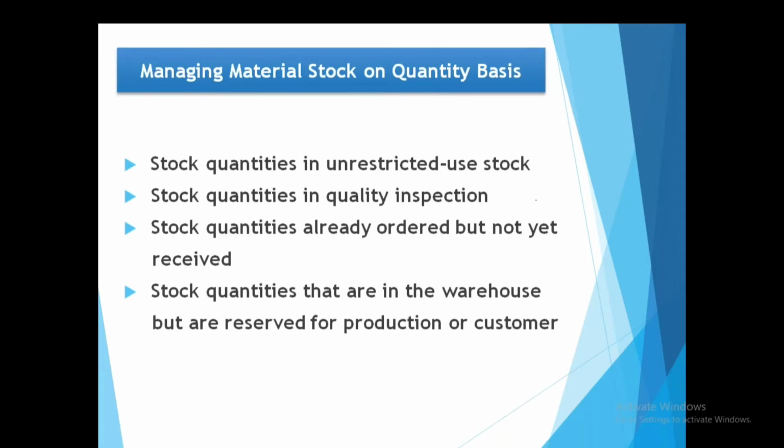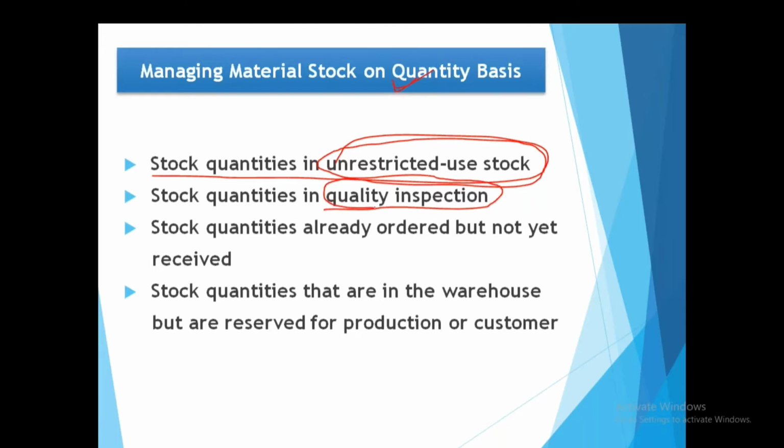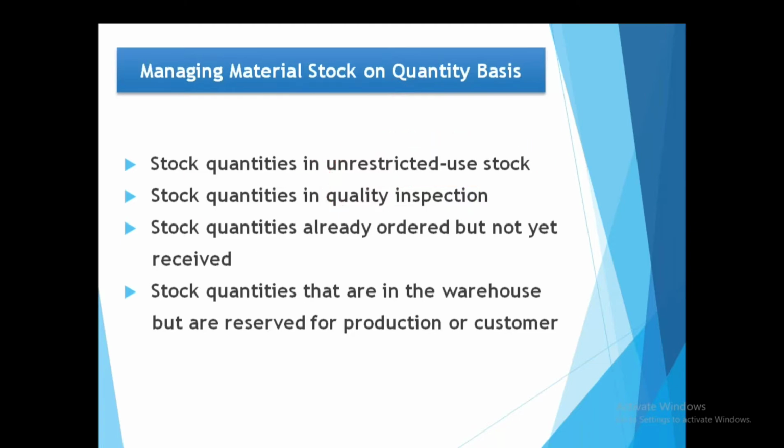Managing the stocks sometimes happens on a quantity basis. Some stocks will be in unrestricted use stock, that means approved stock, which can be used by anybody. Then there will be some stocks in quality inspection, which means the quality people have to check the quality of that particular material. Till that time, nobody can use that stock.